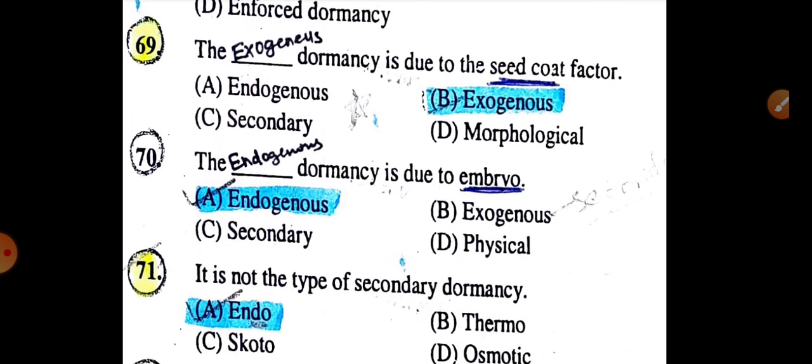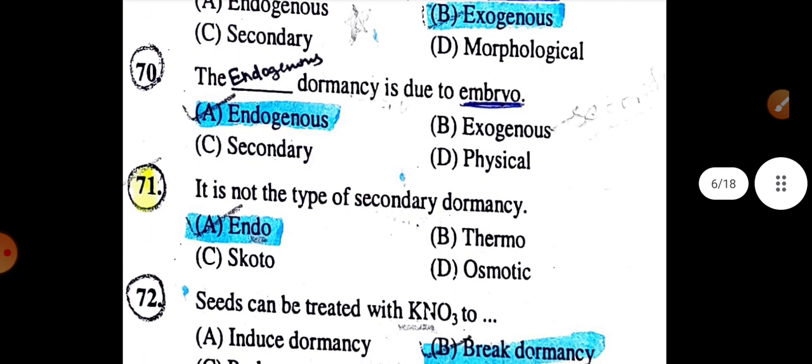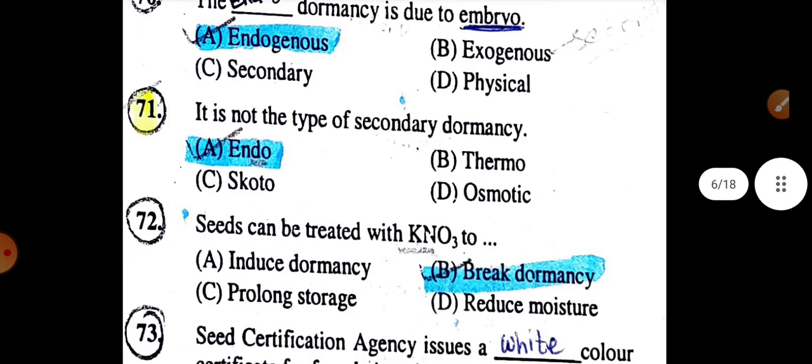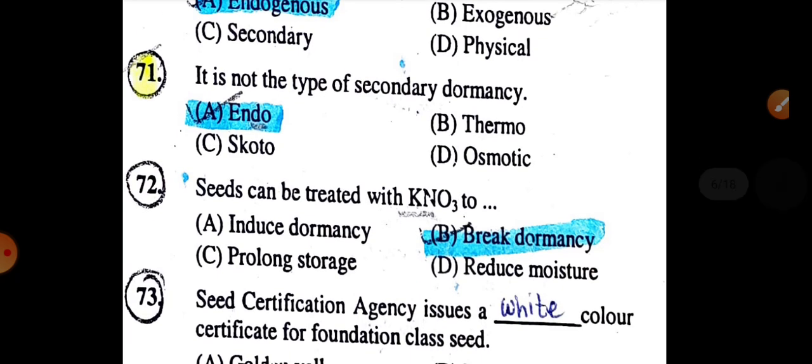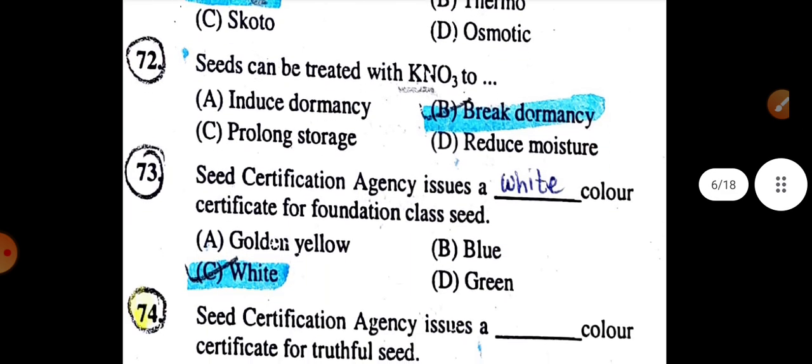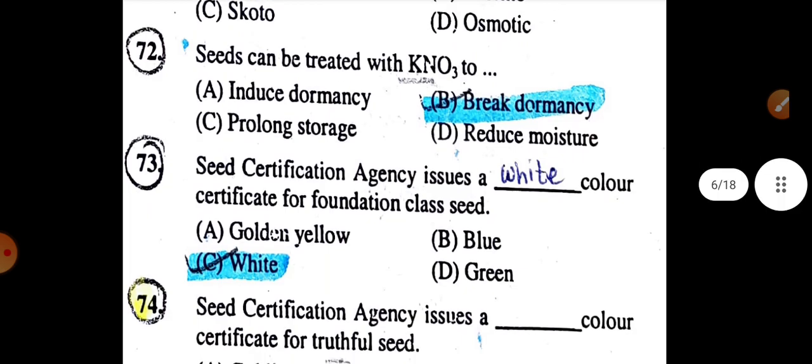Exogenous dormancy is due to seed coat factors. Endogenous dormancy is due to the embryo. Endo is a not a type of secondary dormancy. Seed can be treated with KNO3 to break dormancy.